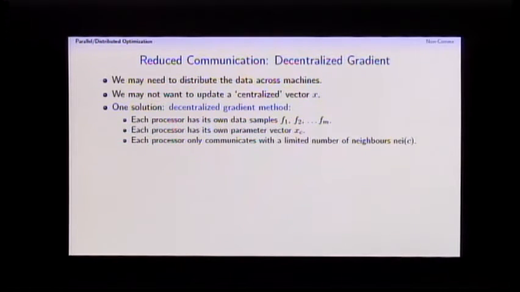So in this case, each processor has its own part of the data set. We've split the data set across processors. We're not going to worry about how they got there. We're just going to assume that they're there. And each processor also has its own parameter vector x_c, so x_c for processor c. And each processor is only going to communicate with a limited number of neighbors. So machines can't directly talk to every other machine. We're assuming you have some fast way to communicate with a limited number of other machines, but you're not sending things multiple hops across the network. We're going to have that be handled by the algorithm.